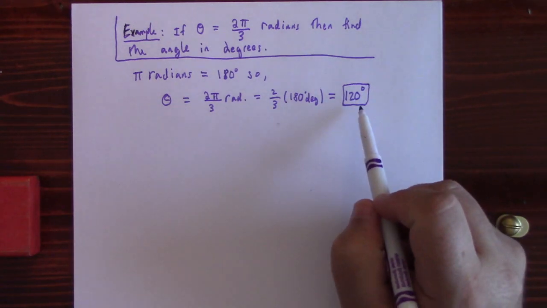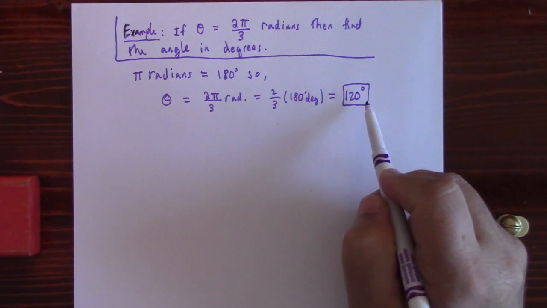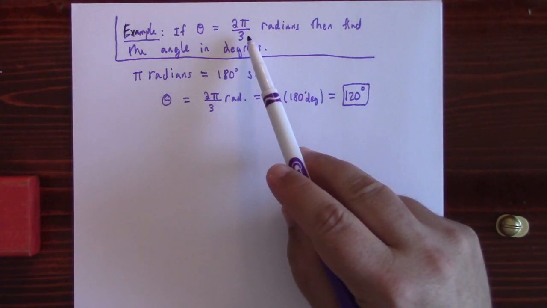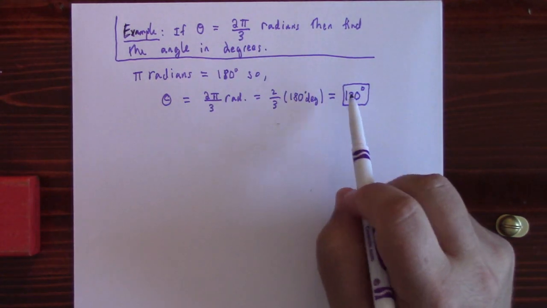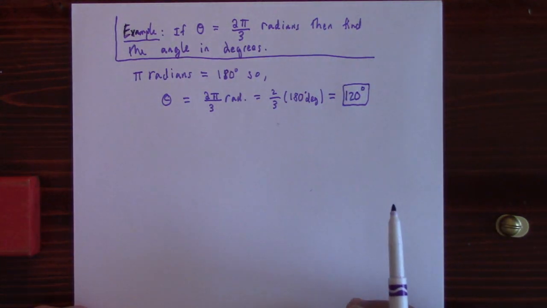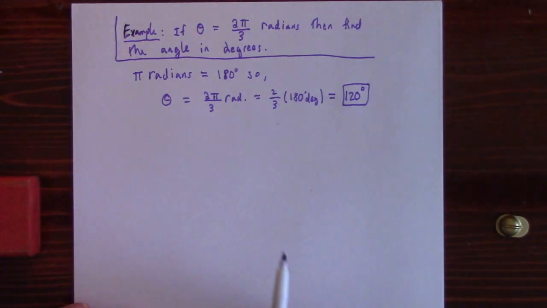So if you think about it, 3 times 120 degrees is 360 degrees. 3 times 2 pi over 3 radians is 2 pi radians. That makes sense, that we multiply both to get a full cycle. Alright, so that's just a check on my answer. So there's an example. Next example.